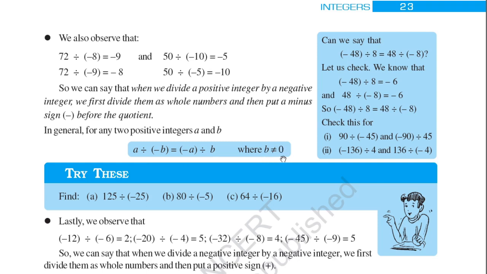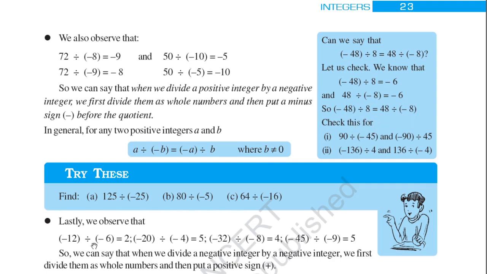So we can say that minus 48 divided by 8 is equal to 48 divided by minus 8. Same thing. Can we check? We know that minus 48 divided by 8 is equal to minus 6, and 48 divided by minus 8 is also minus 6. So we can say that this is equal to this. You can do this for other examples also. The answer will be the same.